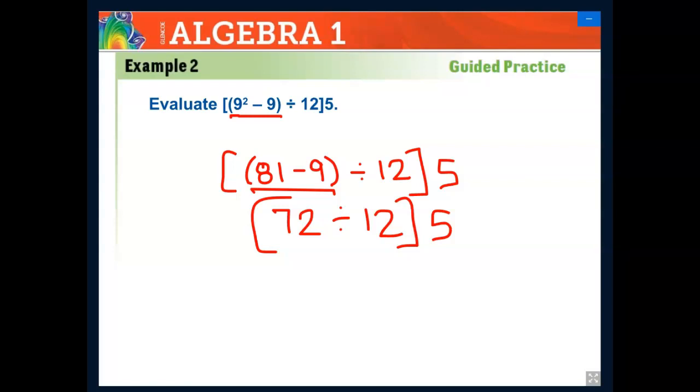So what did you do, 72 divided by 12? What'd you get? 6. Awesome. What's 6 times 5? Who can tell me 6 times 5? It's 30.